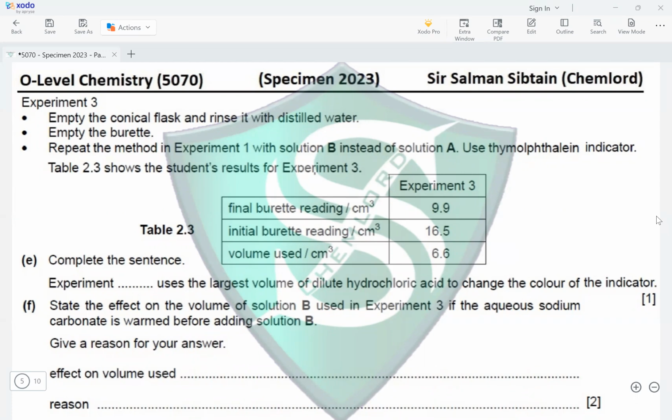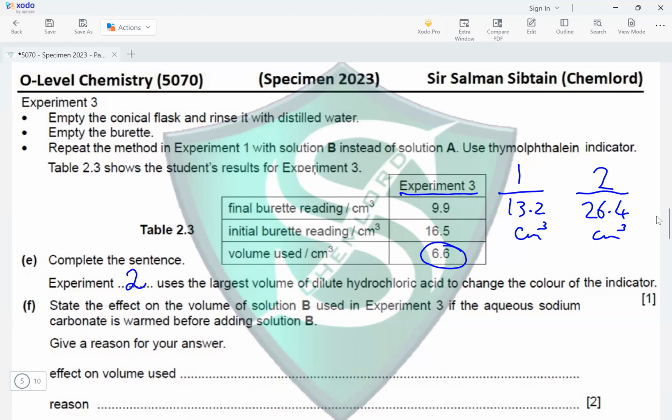So we need to recall experiment 1 used 13.2 cm cube of acid, whereas experiment 2 used 26.4 centimeter cube of acid, and experiment 3 has used 6.6 cm cube of acid. So it is asking which experiment used the largest volume. So the largest volume was used by experiment 2.